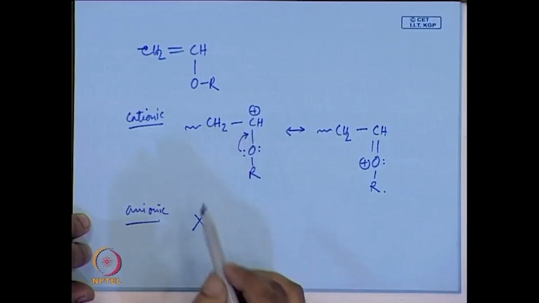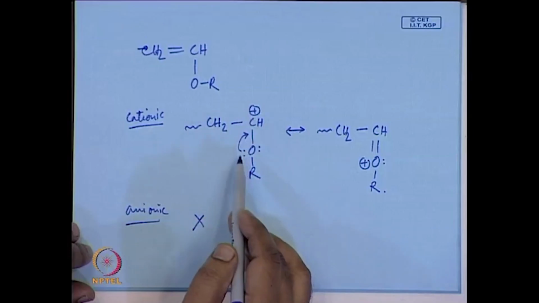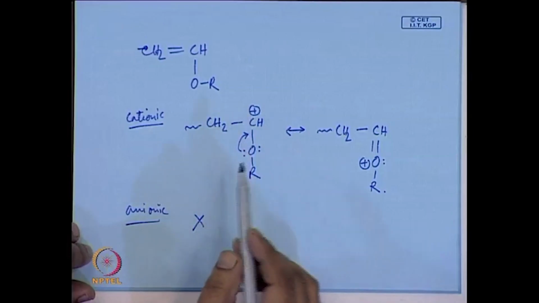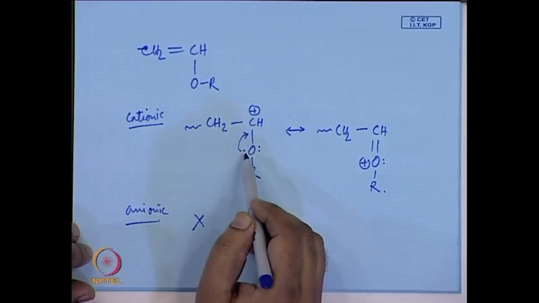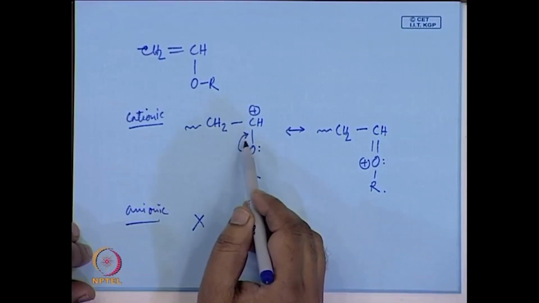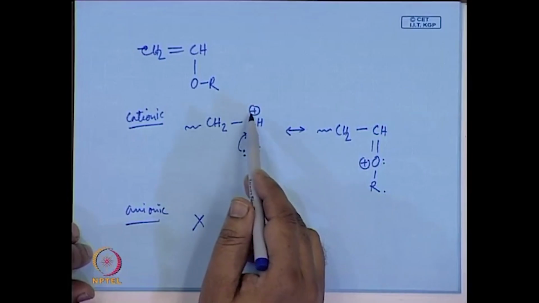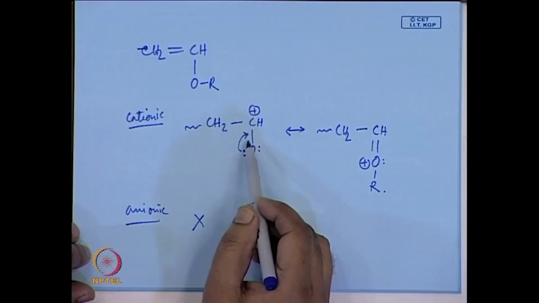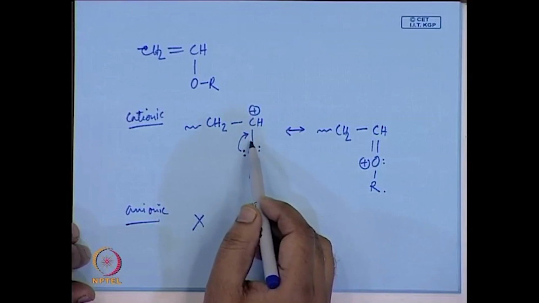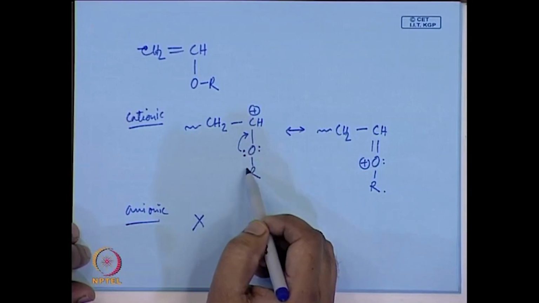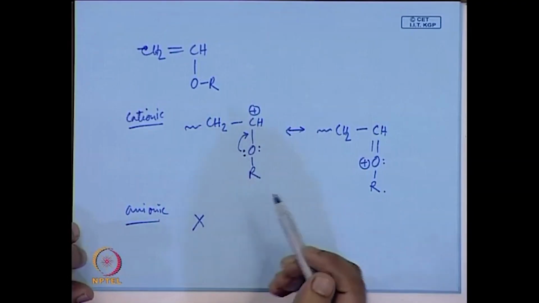electron donating group here, a resonating, electron pushing group, it cannot stabilize an anionic group here, even if there is a weak electron withdrawing effect of this OR group by inductive effect.